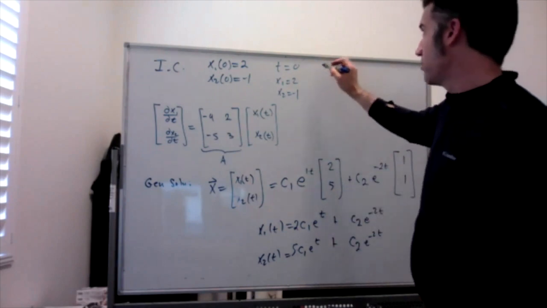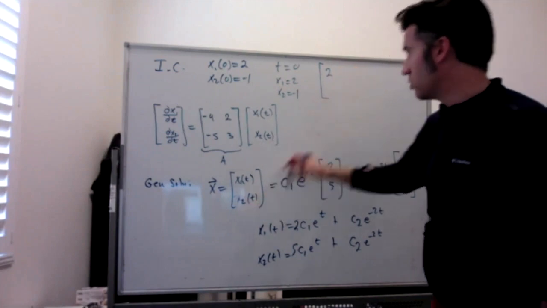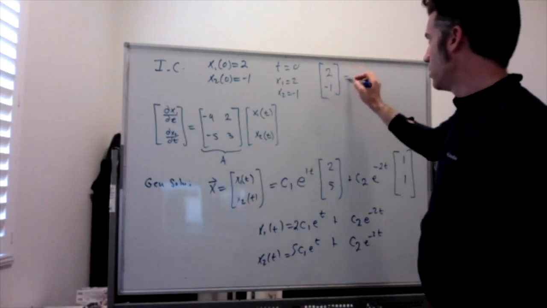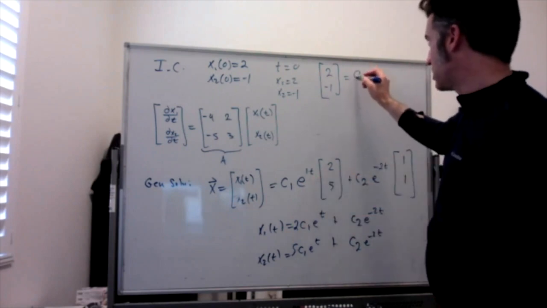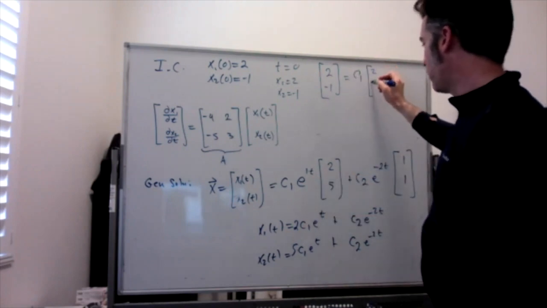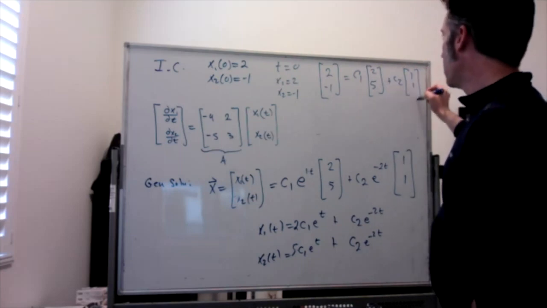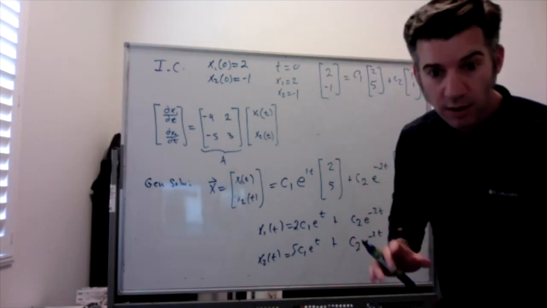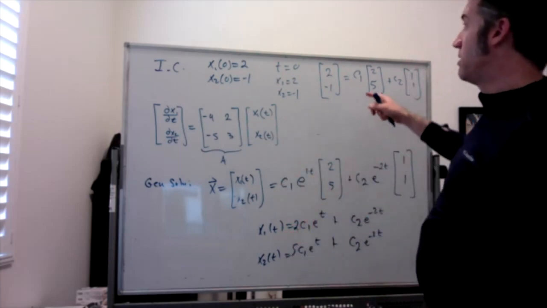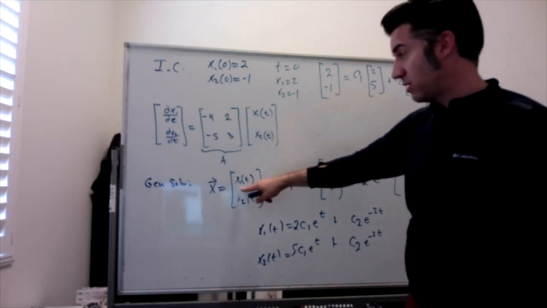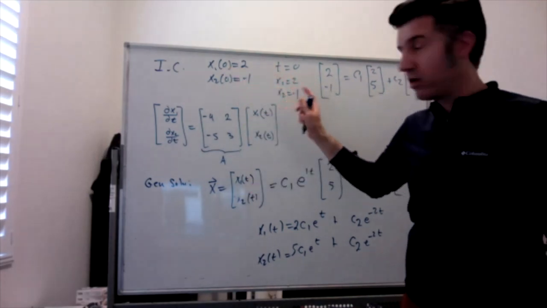I'm getting x1 is 2, x2 is negative 1. And then t is 0, and e to the 0 is 1. So that's going to equal c1 times 2, 5 plus c2 times 1, 1. I should mention, x1 and x2 are just like x and y. Specifically, it's x1 of t, so I'm taking x1 of 0, which is 2 in this case, and x2 of 0, which is negative 1.